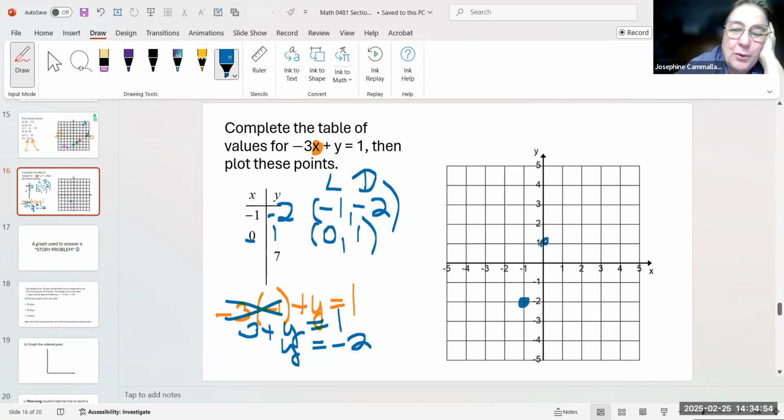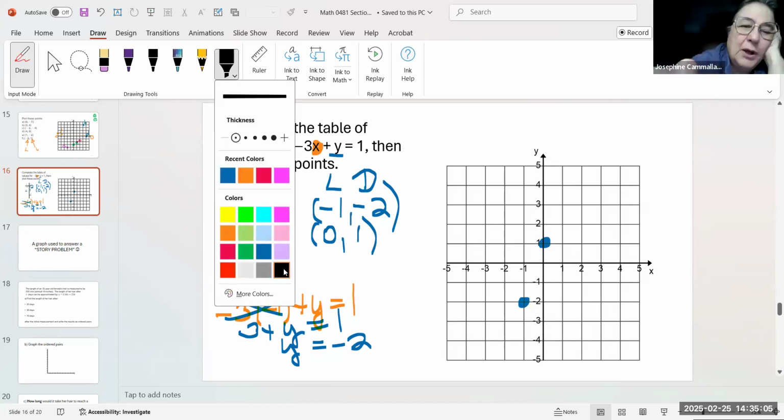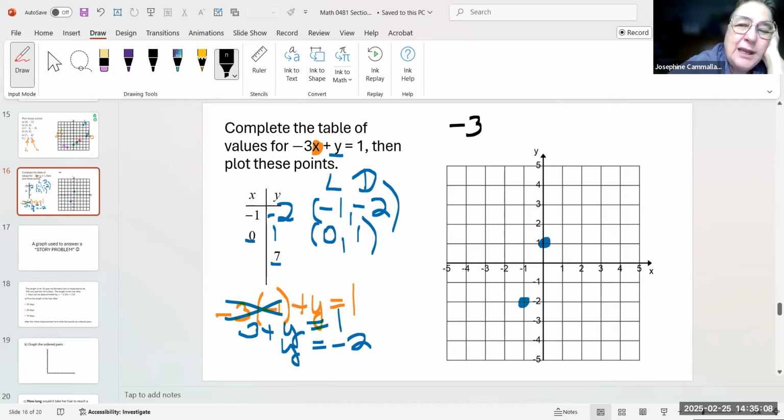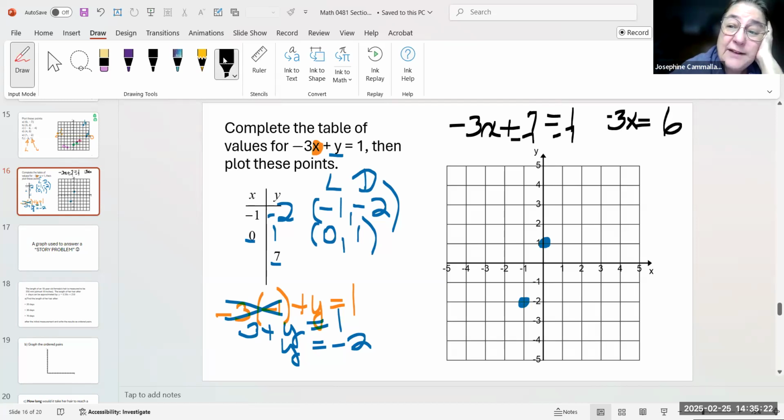Which is 0, 1. Now, this is where it gets a little interesting. This is my y value. Well, this gives me -3x plus 7 is equal to 1. Well, if I subtract 7, I get -3x is equal to -6. Divide by -3, which means my x is a +2.